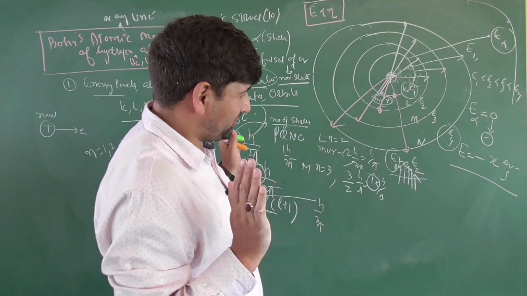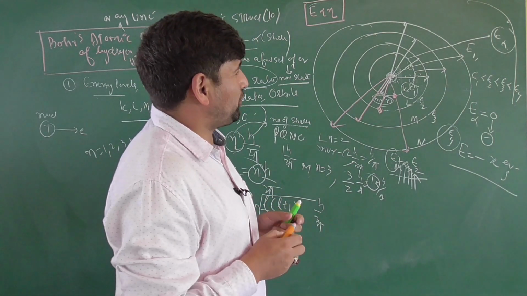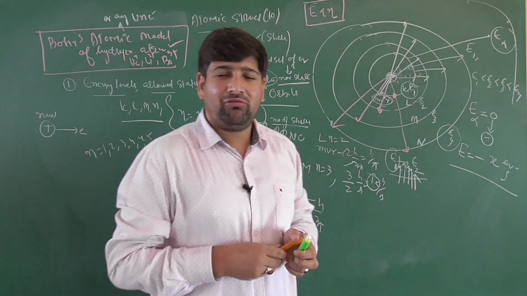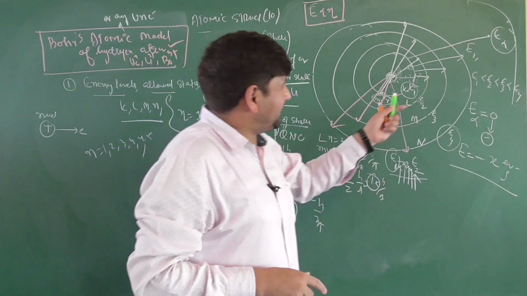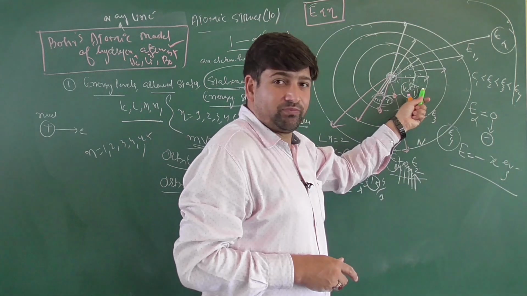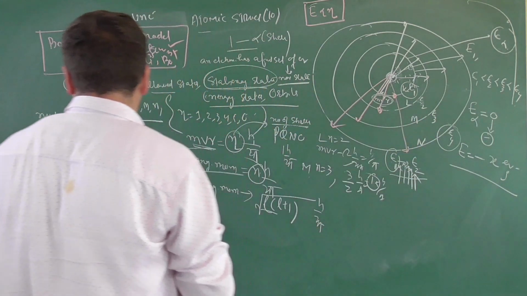Anyway, we are doing mathematics only. So excitation is possible, correct? So which shell are we exciting the electron from, E1 to E2? Now I'll write it here, children.